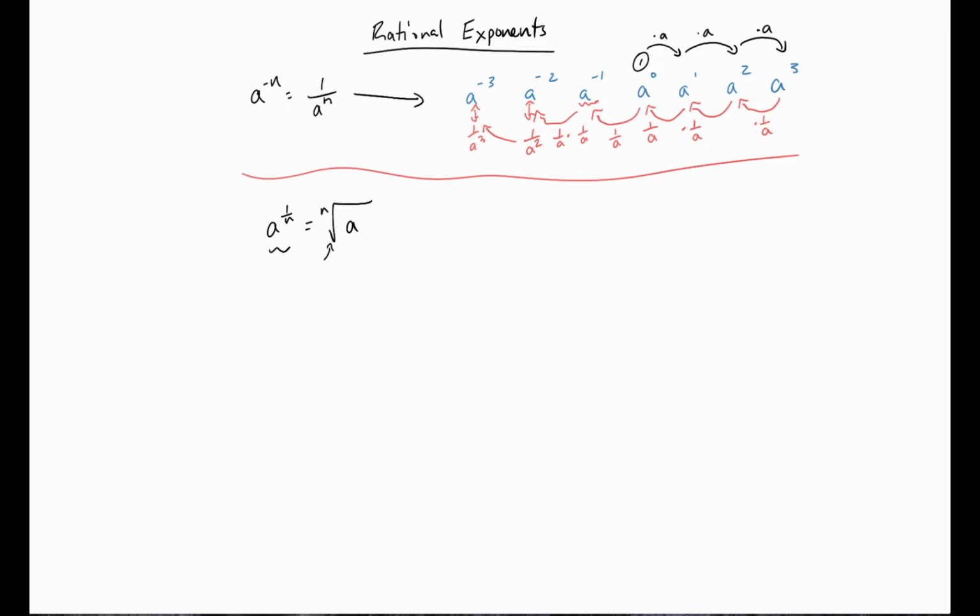So what's an example of this? Let's say I had something like this, 8 to the 1/3 power. Well, that really just means the third root of 8, which we know is equal to 2, okay? Where this becomes important is when we start combining together some of these things. So let's say I had something like this.